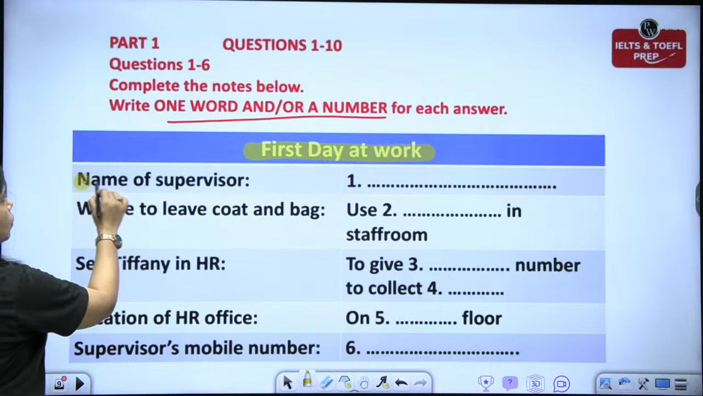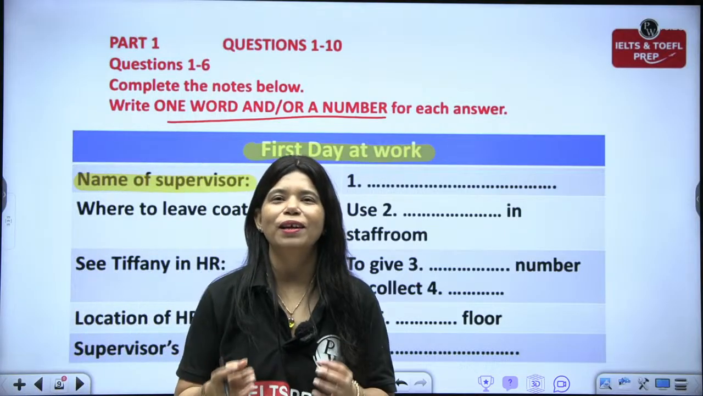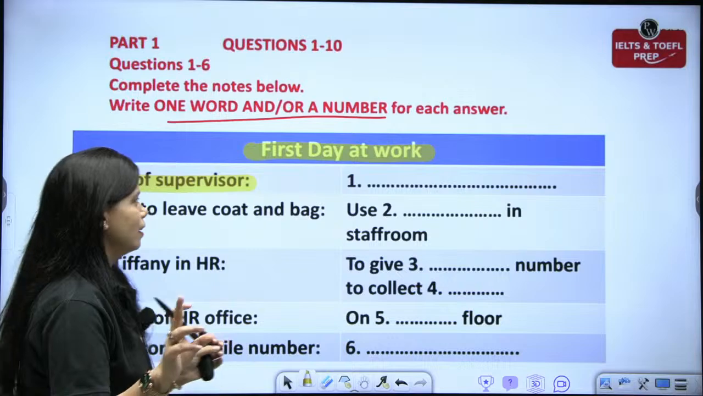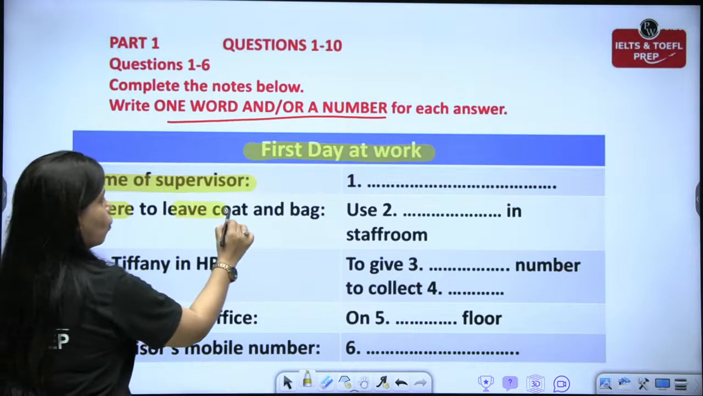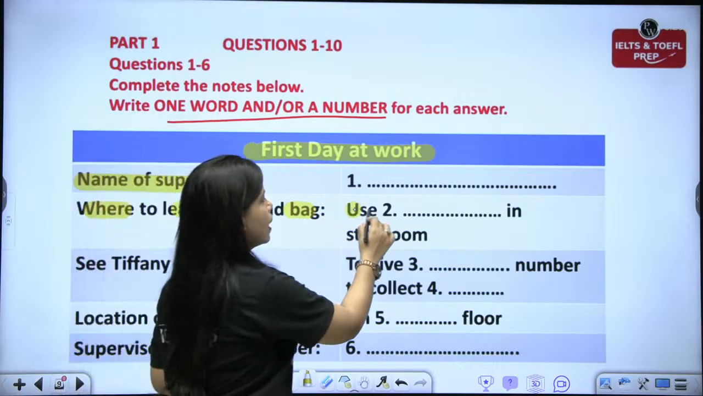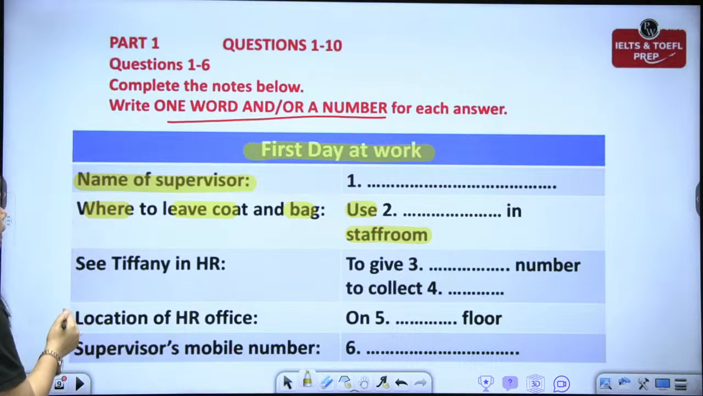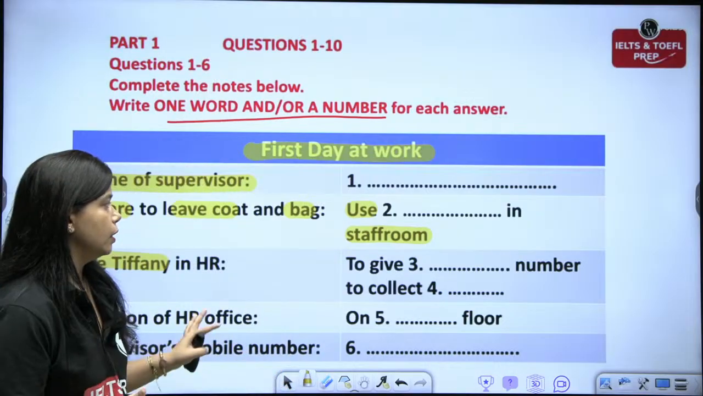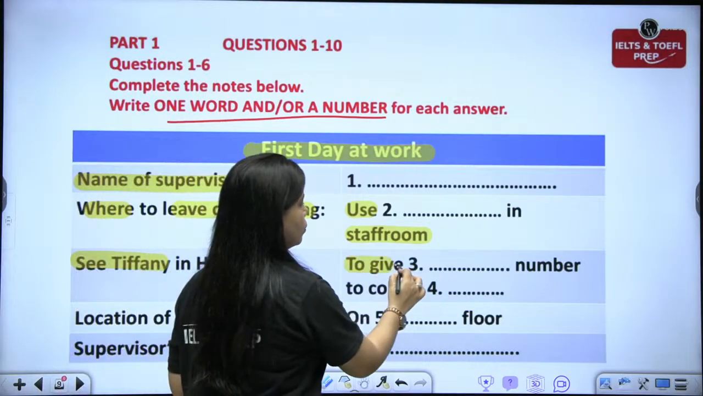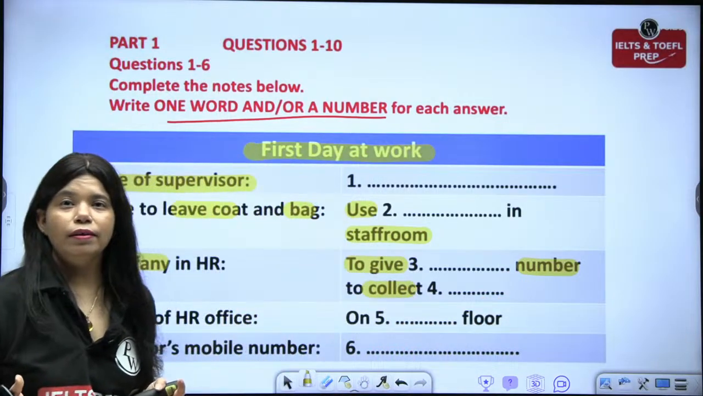Now they're going to give you the name of the supervisor, and because it's an English name, they are going to give you the spellings for that. Okay, listen to the correct spellings. Where, that means place. Where to leave coat and bag. Use dash in staff room. Use what in staff room? Listen up for that. Next one is see Tiffany in HR. Now Tiffany is the name and this will not be paraphrased. So that's a great keyword. To give what? To give dash number, to collect dash. So what number and collect what?